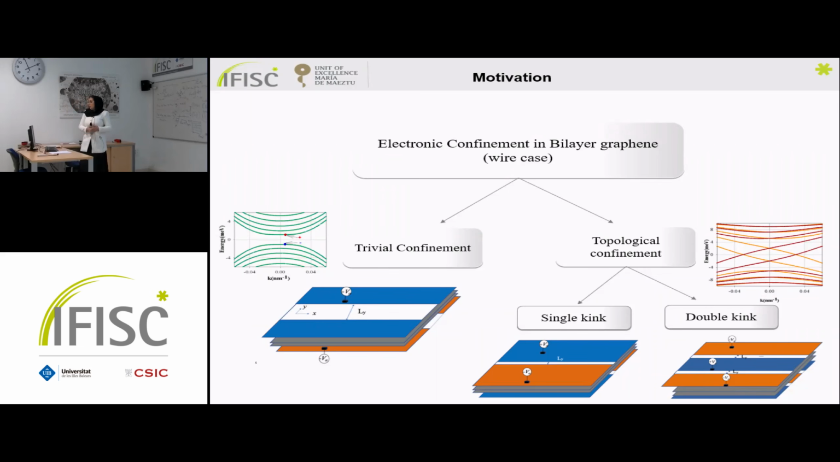For topological confinement, we have two types: single kink and double kink. The double kink is just parallel kinks. As a consequence, we have four extra branches in the spectrum.